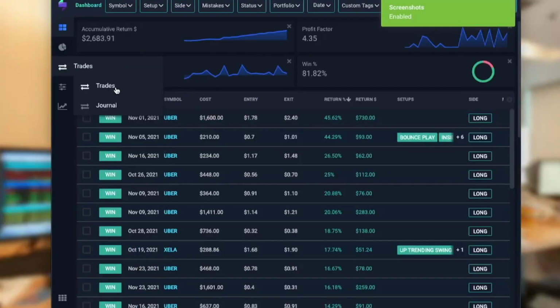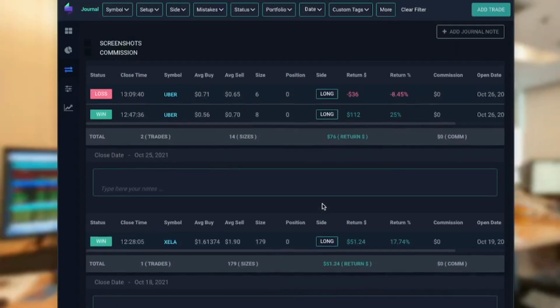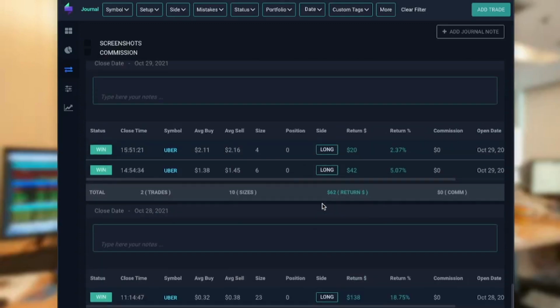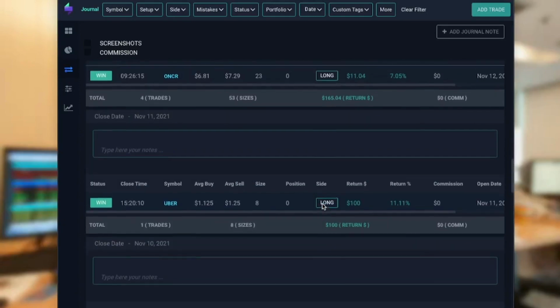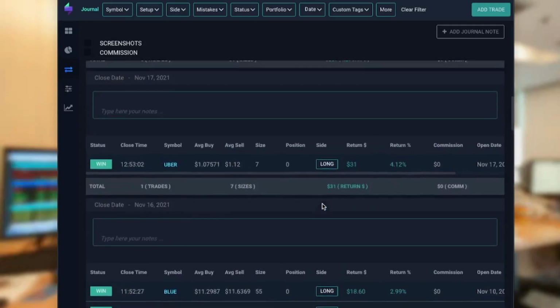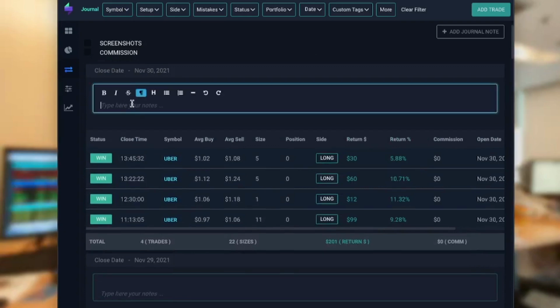Now, if you click the trades options on the left of the screen and go to journal, you will see a breakdown of all your buys and sells based on the day, kind of like a trading diary. Now you can use the filter tab at the top while you're in the journal as well. And you can also type notes at the end of every day. So like I said, this is like your trading diary, but on steroids, because it's using trade tracking software that tracks everything for you.